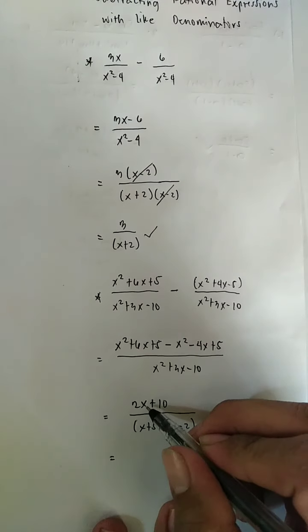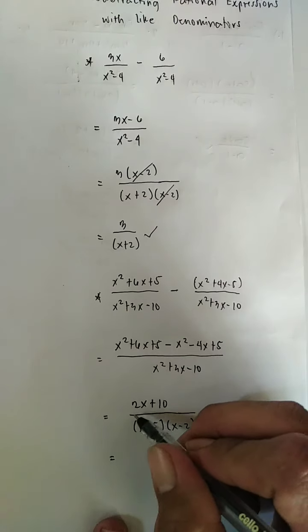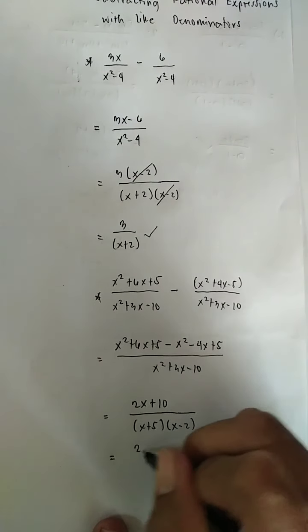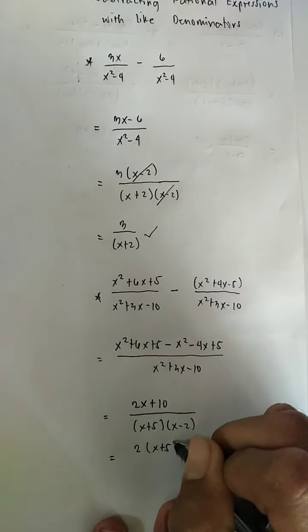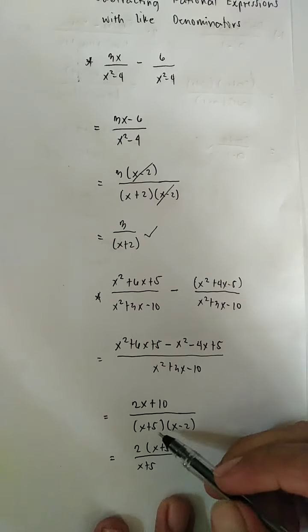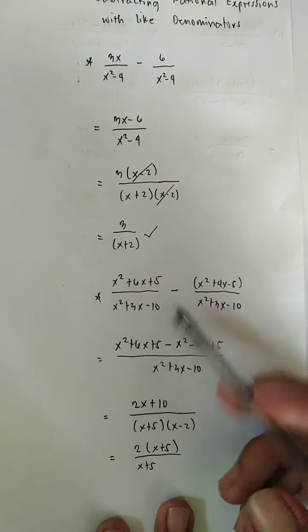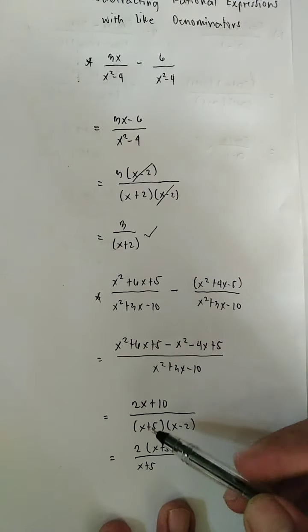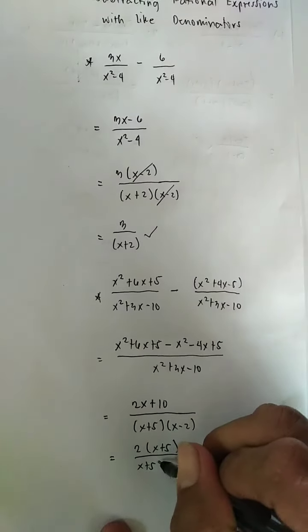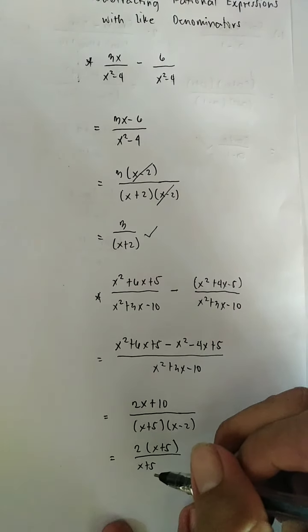You can also factor out the numerator here. Since we can factor out 2, we have 2 times x plus 5 over x plus 5 times x minus 2. Our purpose here is to simplify the expression after we get the difference. So we are going to simplify this to lowest terms. Again, the rule stated to simplify after all, if possible.